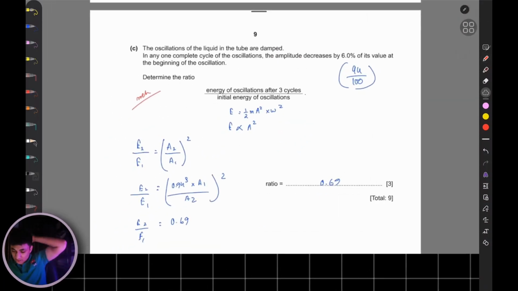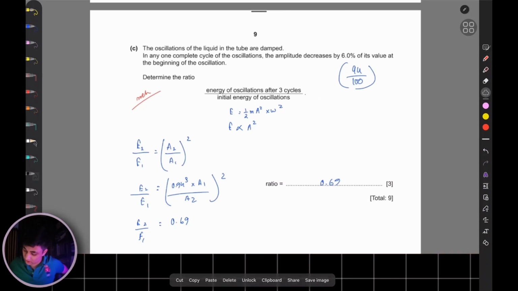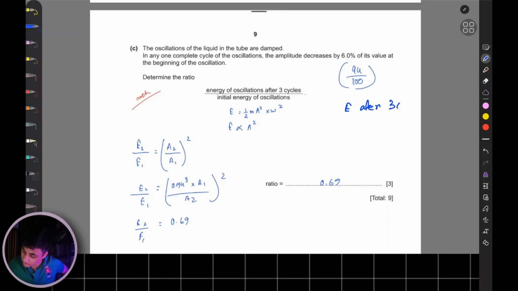So now for part C, what is the question saying? The oscillations of the liquid in the tube are damped. In any one complete cycle of the oscillations, the amplitude decreases by 6% of its value at the beginning of the oscillation. Determine the ratio between the energy of oscillation after 3 cycles, E after 3 cycles, and initial E. Right? So they're asking what will be the ratio between energy after 3 cycles and initial energy.